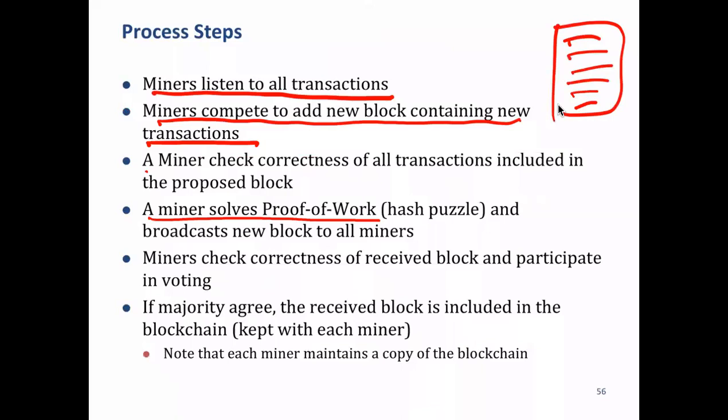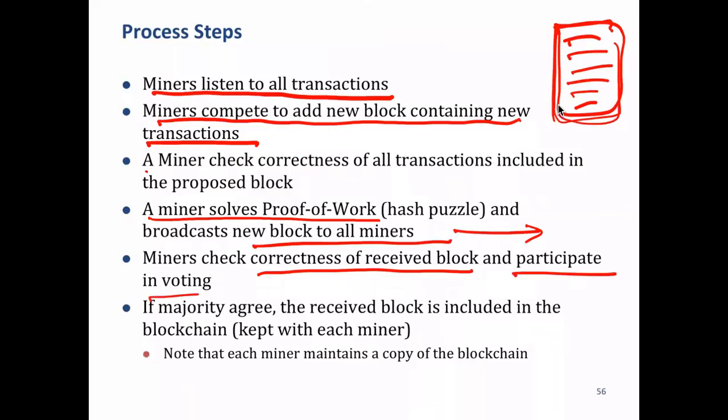Once a miner is able to solve the proof of work, this new block is broadcast to all miners, and then all the miners that have received that block will check the correctness of all the transactions in the block, and after that they participate in voting. And if the majority agree, the received block is included in the blockchain, and each miner will include this in the blockchain, and it's in their interest to include this in the blockchain.